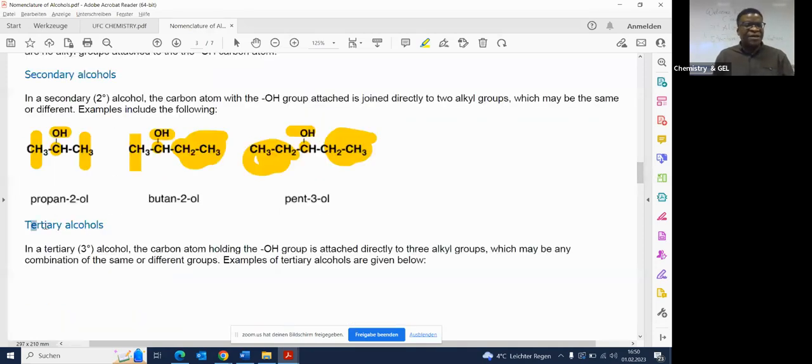Okay, here we go. Tertiary alcohols. In a tertiary, 3-degree alcohol, the carbon atom holding the OH group is attached directly to three alkyl groups. So the first one is attached to only one, which is primary, the second one is attached to two. Now here, attached to three alkyl groups, which may be any combination of the same or different groups. So what is important is this carbon carrying the functional group saying, am I surrounded by three alkyl groups? Then I qualify to become a tertiary carbon, okay? So it becomes a tertiary carbon, which produces a tertiary alcohol by eventually carrying the OH group on it.